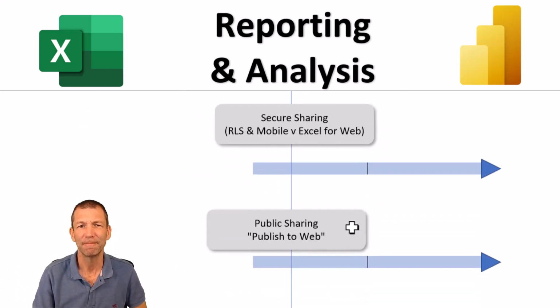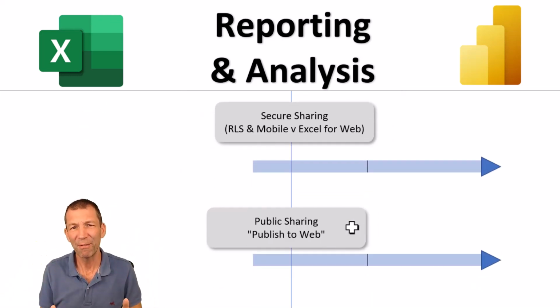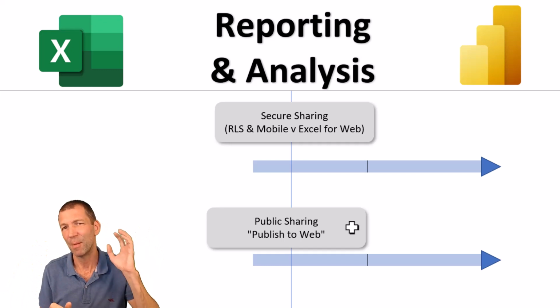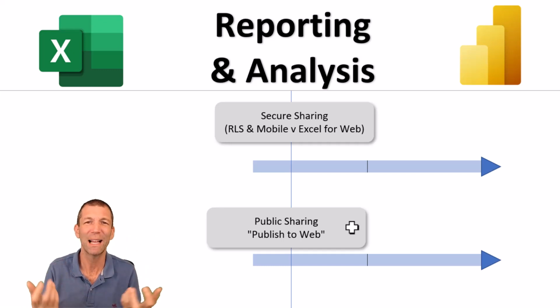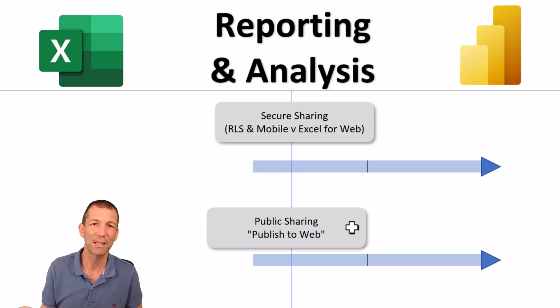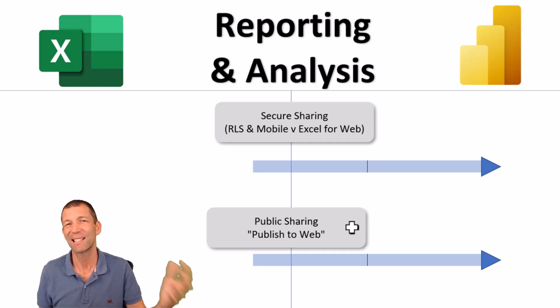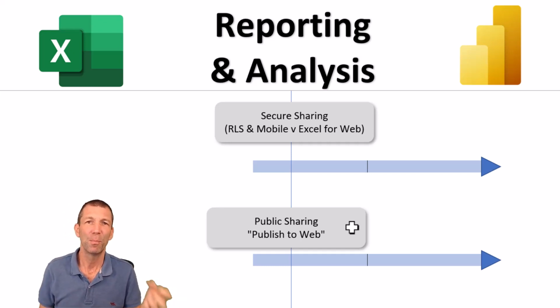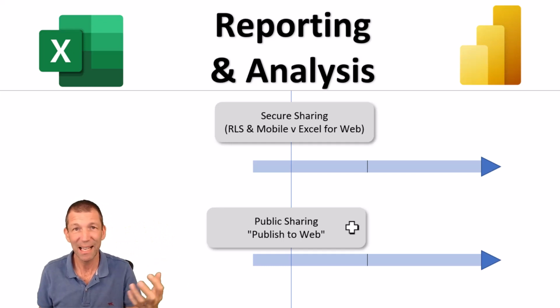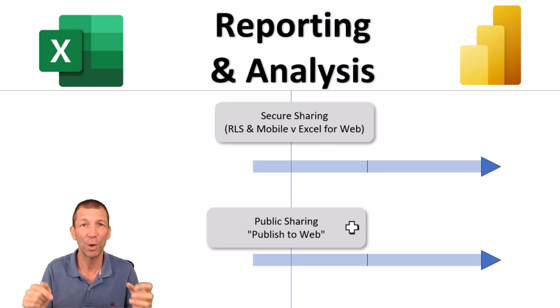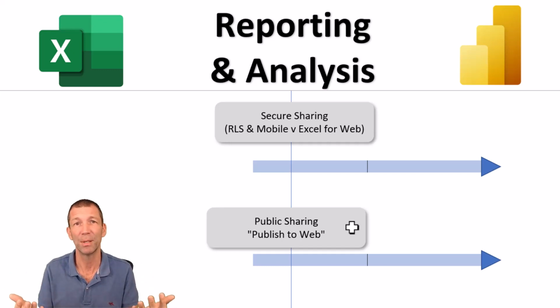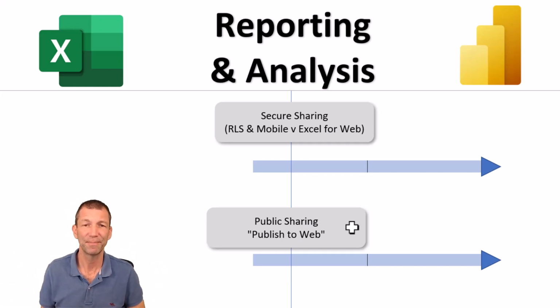Secure sharing. So row-level security, mobile phone access, all that sort of stuff, Power BI wins. You can share reports via Excel for web, and you can lock down who has access, and you can stop the download. So there is good functionality in Excel for web. If you're just sharing a report with people and they just want to have a look at the numbers, you don't have to go to Power BI. Just use OneDrive, SharePoint, share the Excel file with people. Okay.